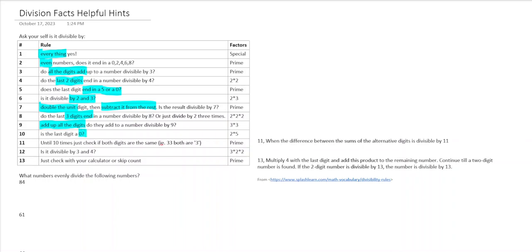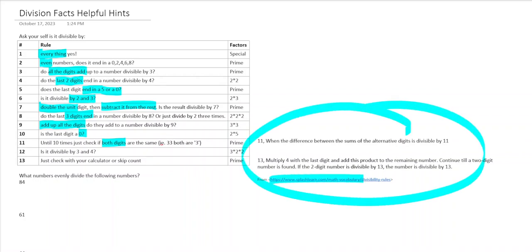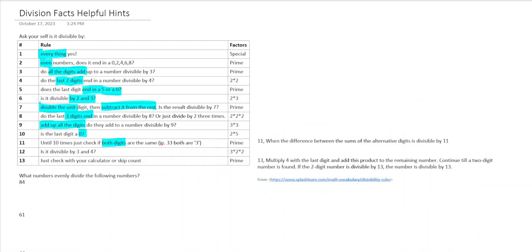Number 10, is the last digit a 0? Number 11, all the way up till 9 times 11, the rule is, are both digits the same? There are more complex rules over here that you can find at this website for 11 and 13, but I don't remember those. I just use this, and then I divide. Number 12, is it divisible by 4 and 3? This is kind of like 6, where you just check 2 different numbers.